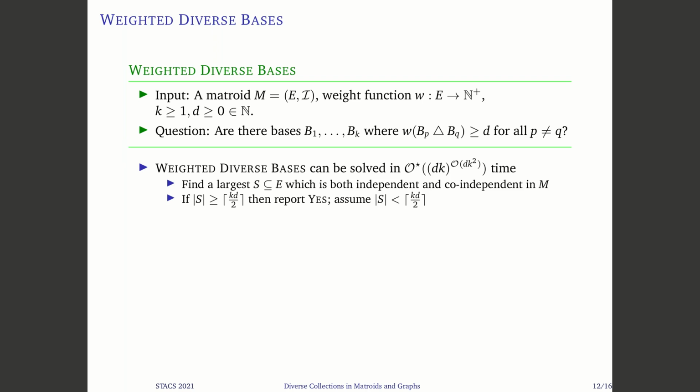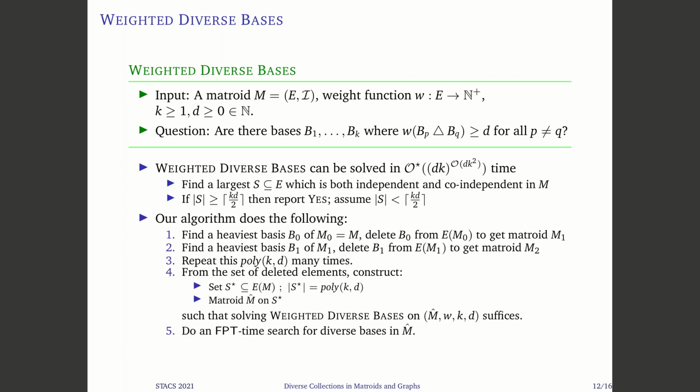then it is not difficult to see that we can construct k bases which satisfy the diversity constraint. So we report yes, which means that we can assume without loss of generality that the size of a largest set which is both independent and co-independent in M is strictly less than kd by 2. Now our algorithm does the following.